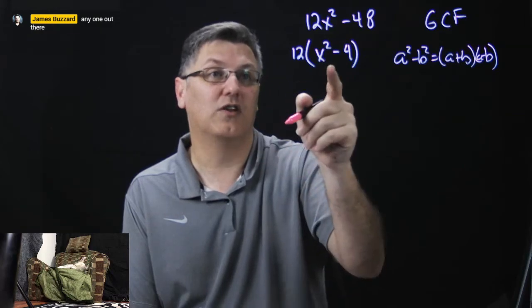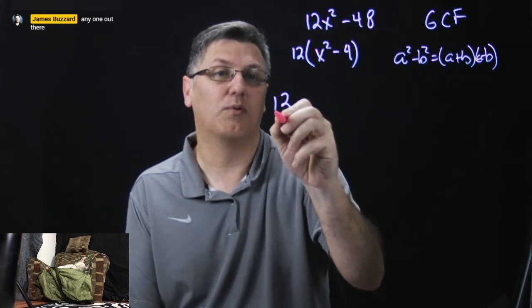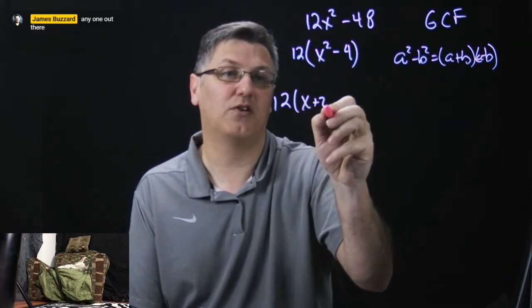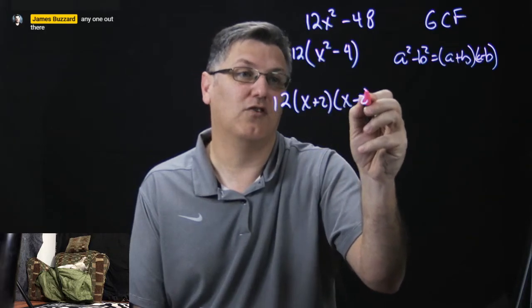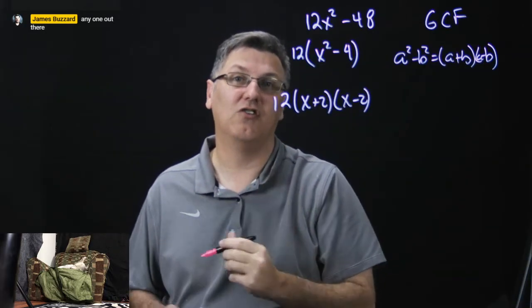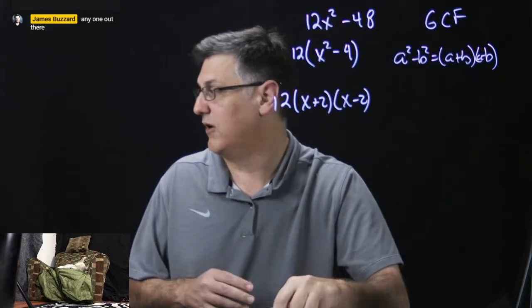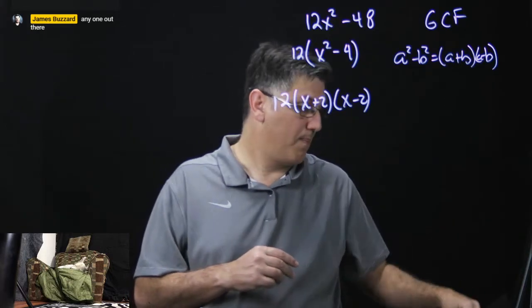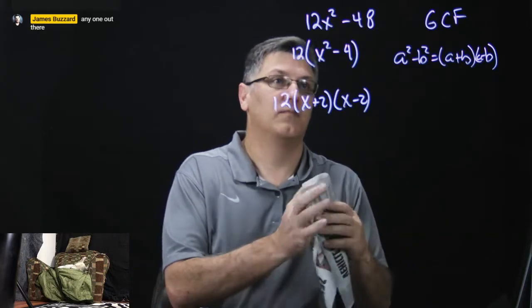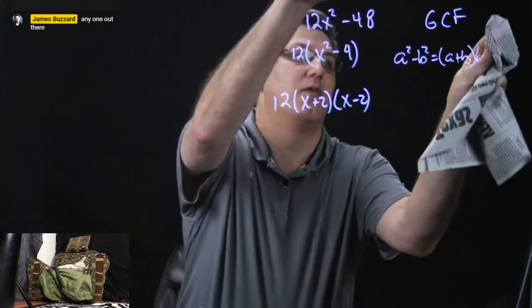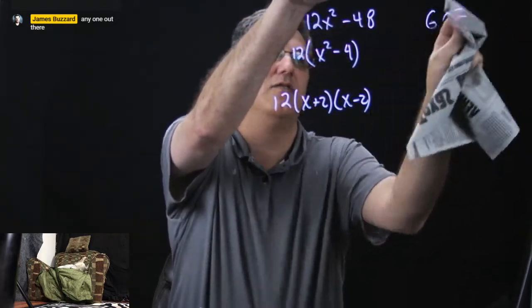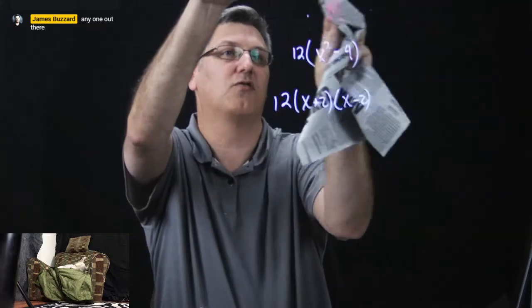So this term right here factors. We're going to bring my 12 down. It's going to factor to x plus 2, x minus 2, and now you're completely factored. You did a GCF and a special factor, the difference of squares. All right, so that one wasn't terribly bad. Just the greatest common factor and a special factor.